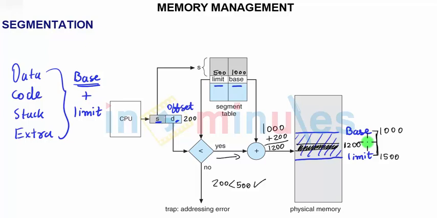If something were wrong, let me show that to you guys. Consider if I'm talking about 600. In this case, 600 is being accessed against the limit of 500, which is wrong. As an end result, we would get a trapped addressing error. So, segmentation addressing is much similar to paging, but it only targets the segments.